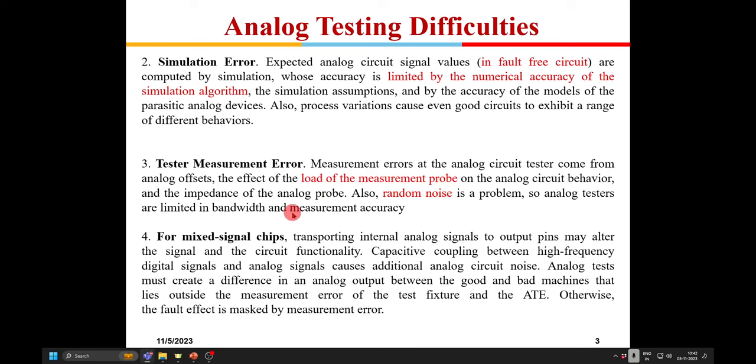And the probes and the PCB on which this chip is mounted, and finally the signal taken to the measurement instrument, can induce bandwidth limitations. So there will be tester measurement errors also in the analog circuits. This is another big constraint.